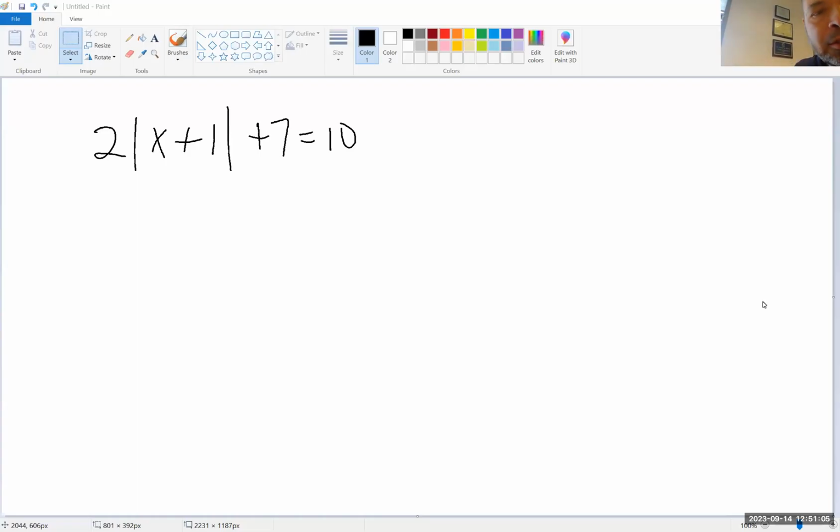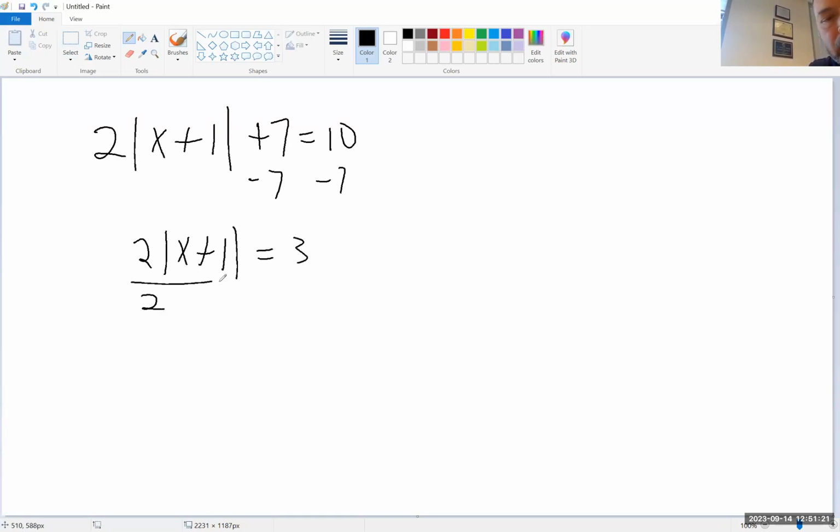Let's solve this absolute value equation. The way we're going to do this is we're going to subtract 7 from both sides. That leaves me with 2 times the absolute value of x plus 1 is equal to 3. I'm going to divide by 2. That leaves me with the absolute value of x plus 1 is 3 halves.